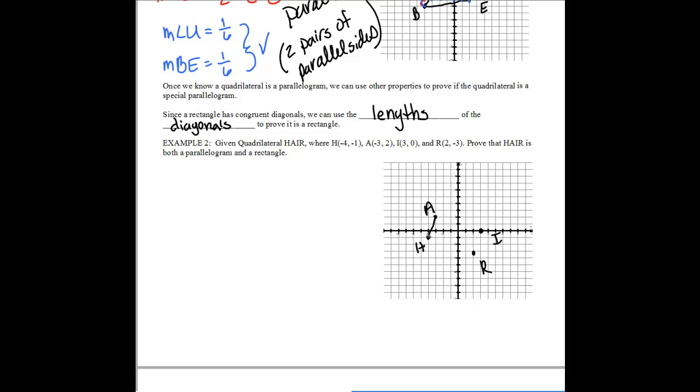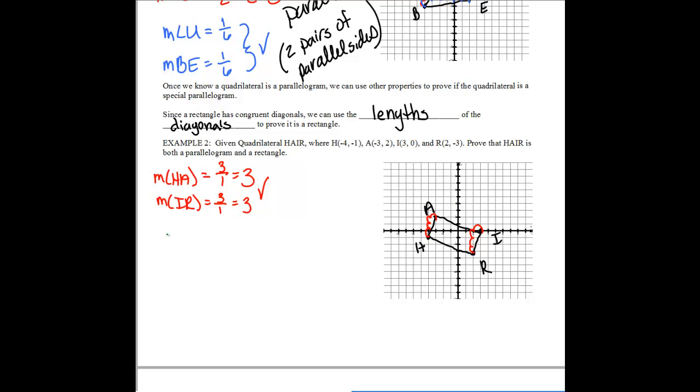First we have to prove it's a parallelogram, so we need to find the slopes. Let's do the slope of HA and the slope of IR and see if they match. HA goes up 3 and right 1, which is 3, and then RI goes up 3 and right 1, so 3 over 1, which is 3. So that does check out.